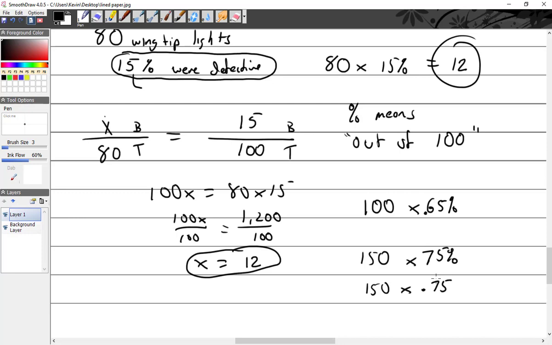You can do it either way. You can convert that percent to a decimal or leave it in your calculator and just do 150 times 75, the second key, and the number 2 right above that is the percent key. It changes that to percent, and then equals, and you see 112.5. Everybody good with that? All right.